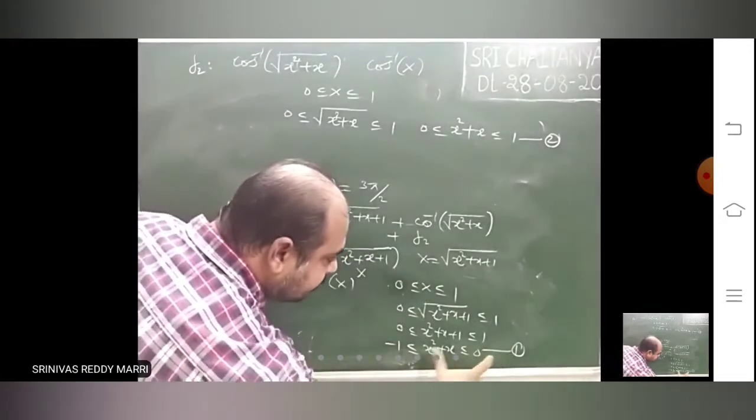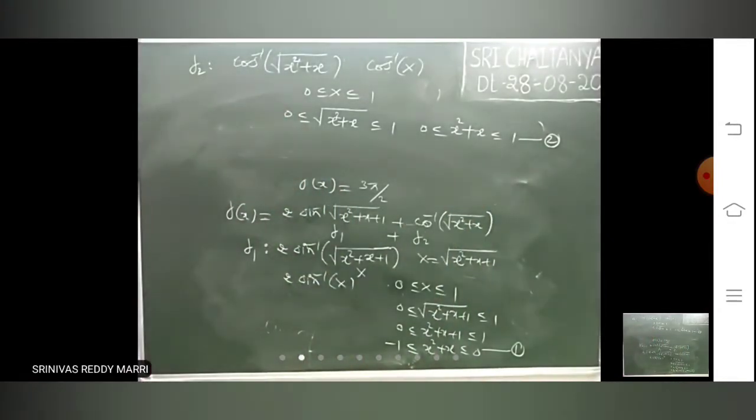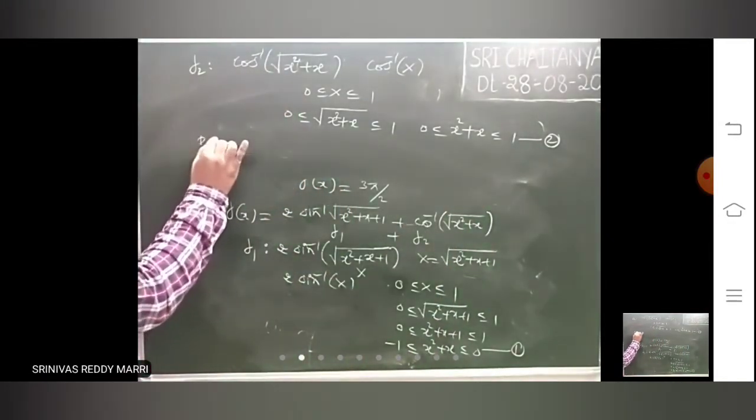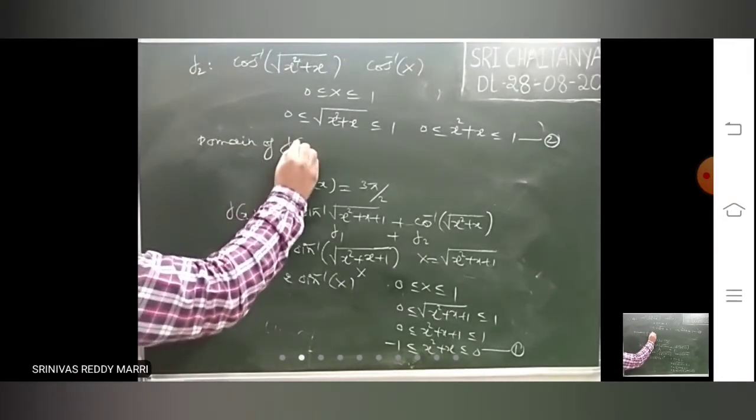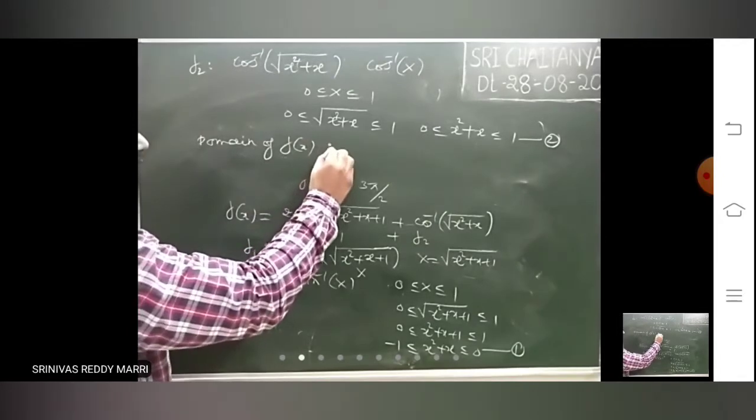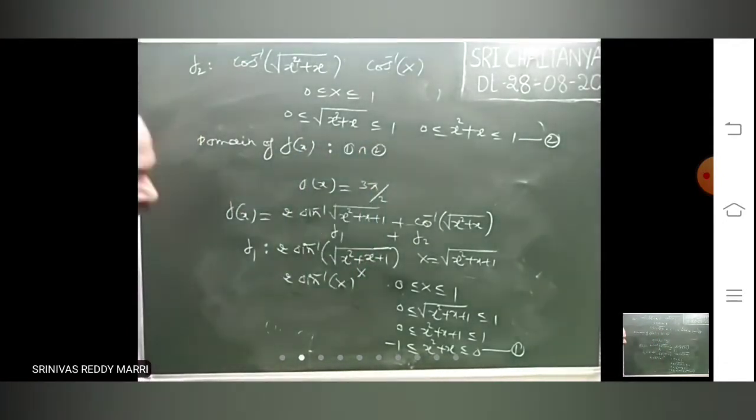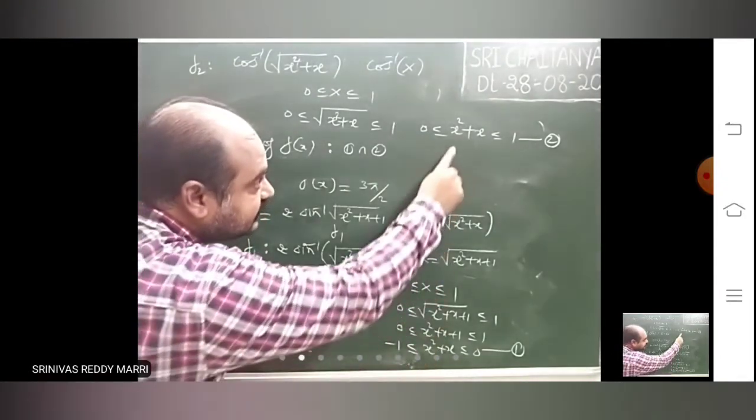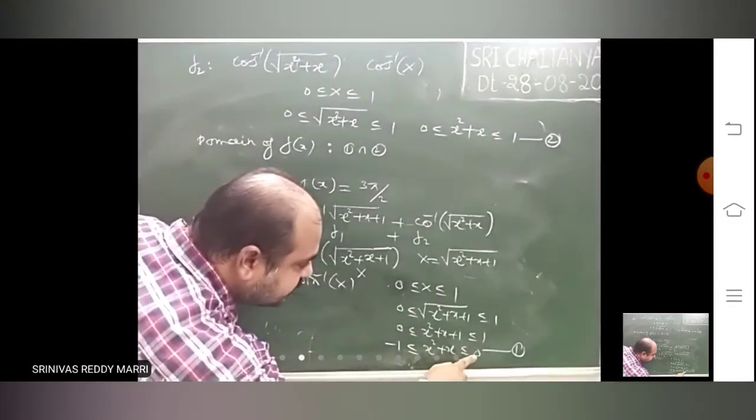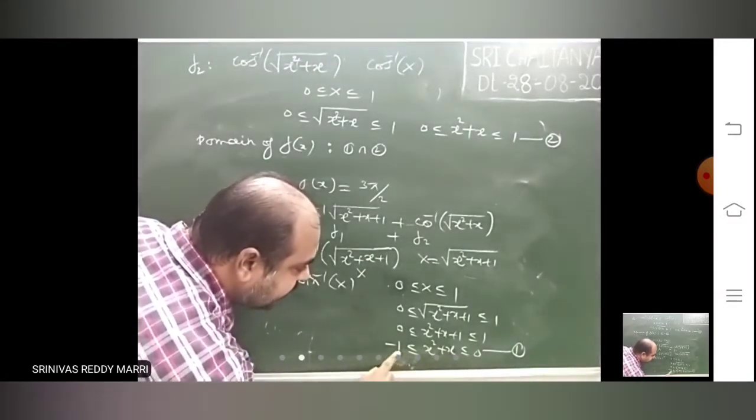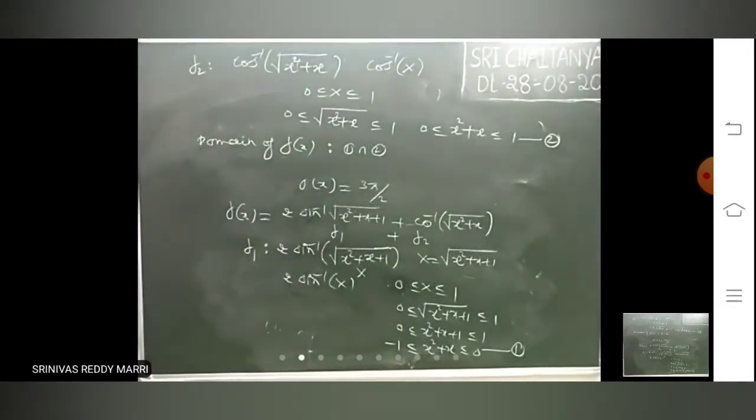Now, look at the first equation. This is the domain of f1(x). Second equation, this is the domain of f2(x). So now I am calculating the domain of f(x), which is nothing but, from the functions you know, 1 intersection 2. So these are the values and these are the values. Actually, x² + x lies between -1 and 0 here. Here it is lying between 0 to 1.